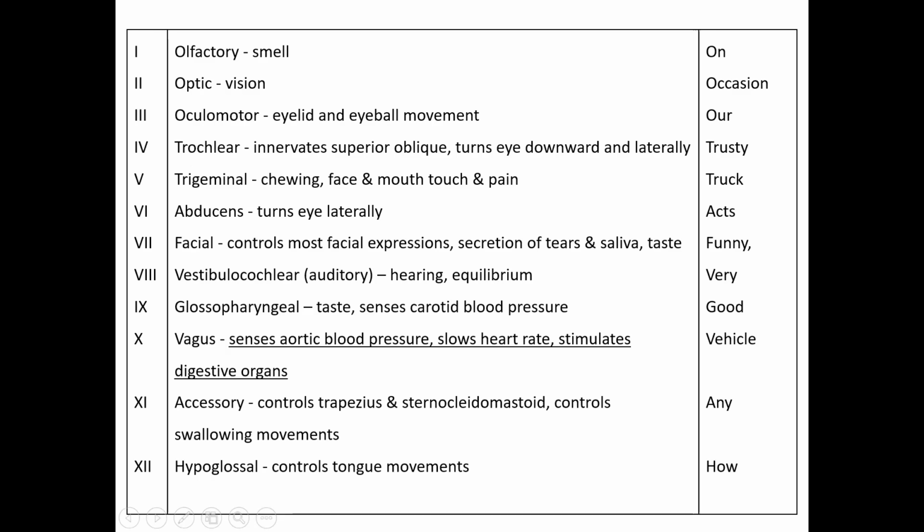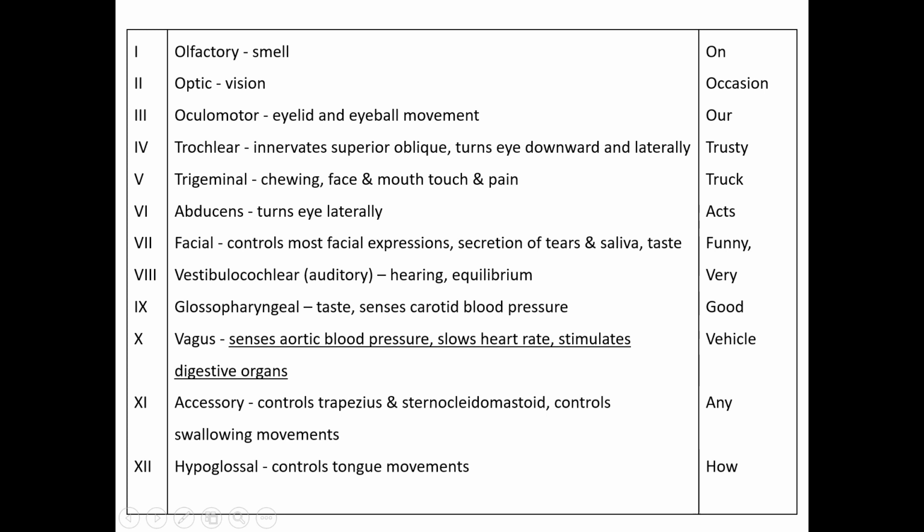That's exactly what you need to know about cranial nerves. Everything is in this table. So number, always put number. Olfactory nerve, number 1. Function is responsible for smell. Optic, number 2, responsible for vision. Oculomotor moves our eyelids and eyeballs.